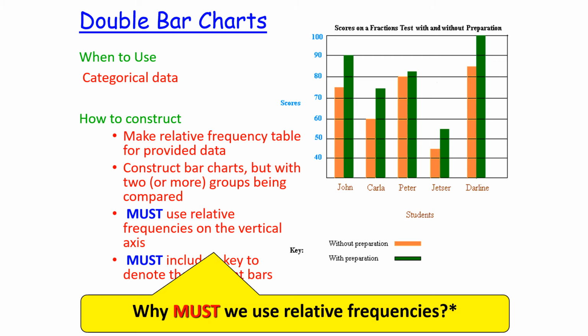So why must we use relative frequencies? Well, the reason is because relative frequencies must be used so that accurate comparisons can be made when sample sizes are different.